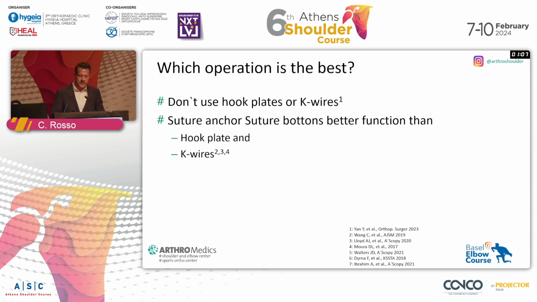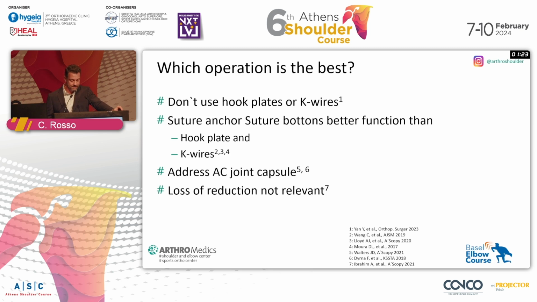So what is the best operation? I think we know that don't use hook plates and K-wires as well. And suture anchor and suture buttons seem to be better functioning than hook plates and K-wires. And you really need to address the AC joint capsule. And the loss of reduction, we always see that. We always reduce the AC joint. It's not really relevant. We always lose a little bit.